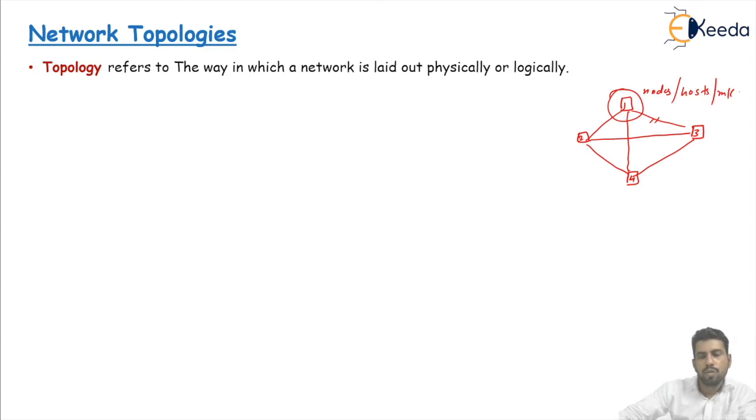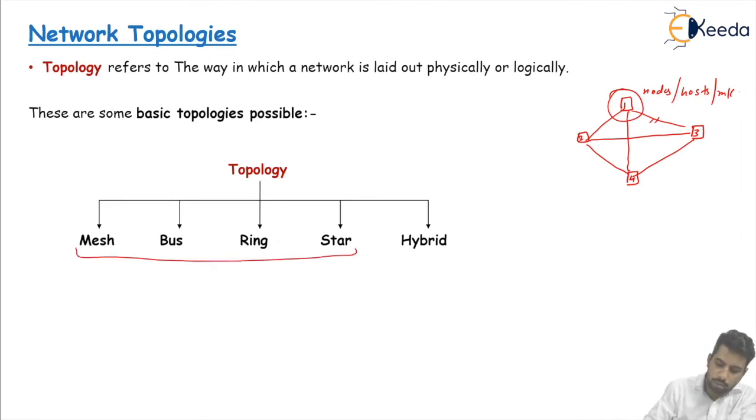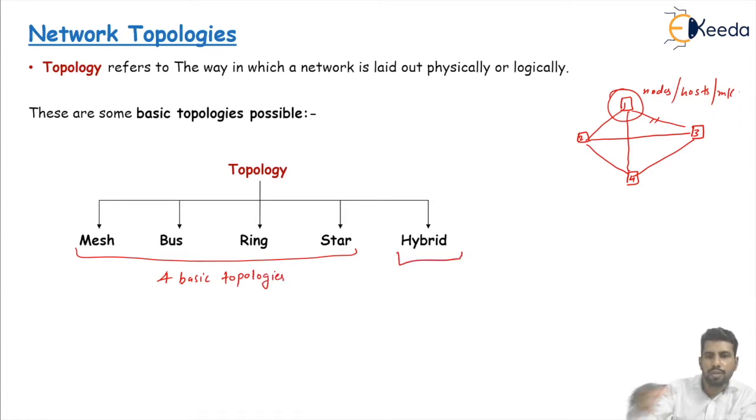Okay, now basically we have these types of topology: mesh topology, bus topology, ring topology and star topology. These are the four basic topologies. And hybrid topology is the combination of these basic topologies, meaning by combining two or three basic topologies, we can make a hybrid topology. Let's discuss them one by one in detail.